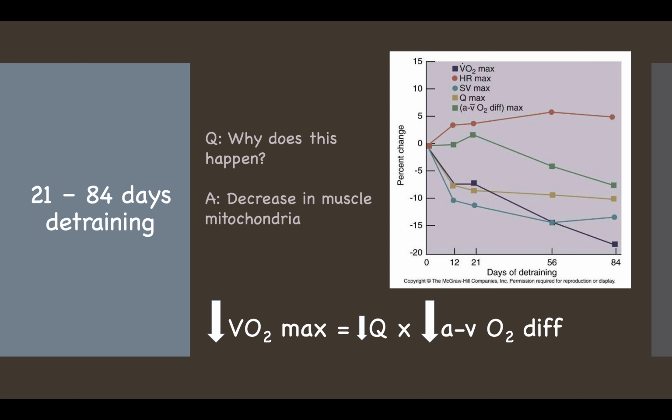So why do we see such a large decrease in that AVO2 difference from 21 to 84 days? That's because you have a decrease in the muscle mitochondria, so they're not able to extract oxygen to as great an extent, and they're not able to be as efficient.